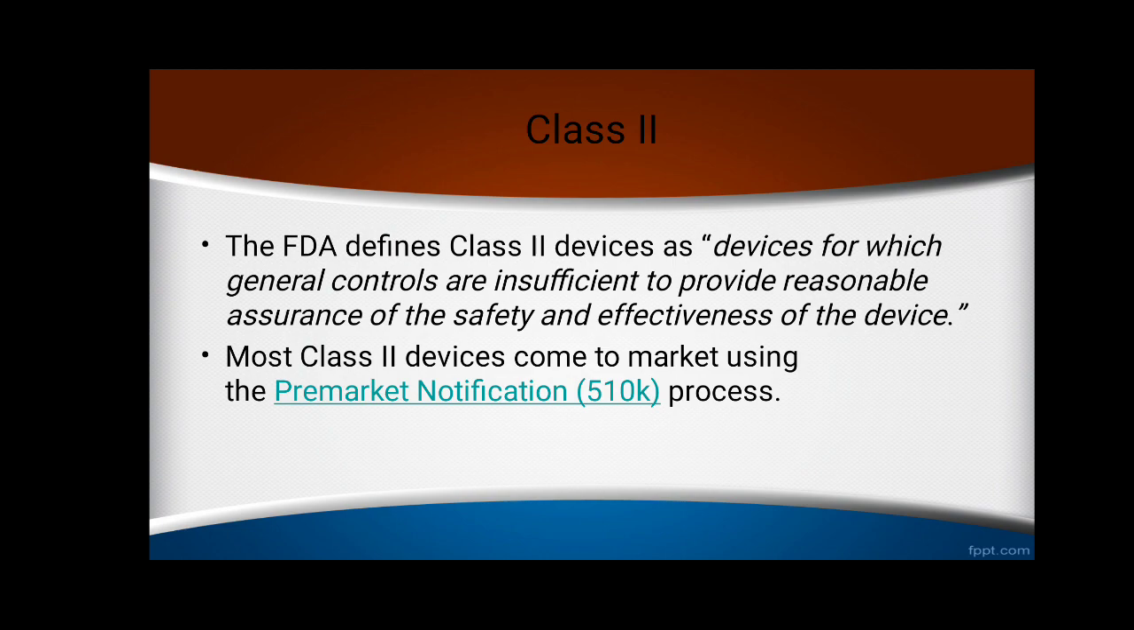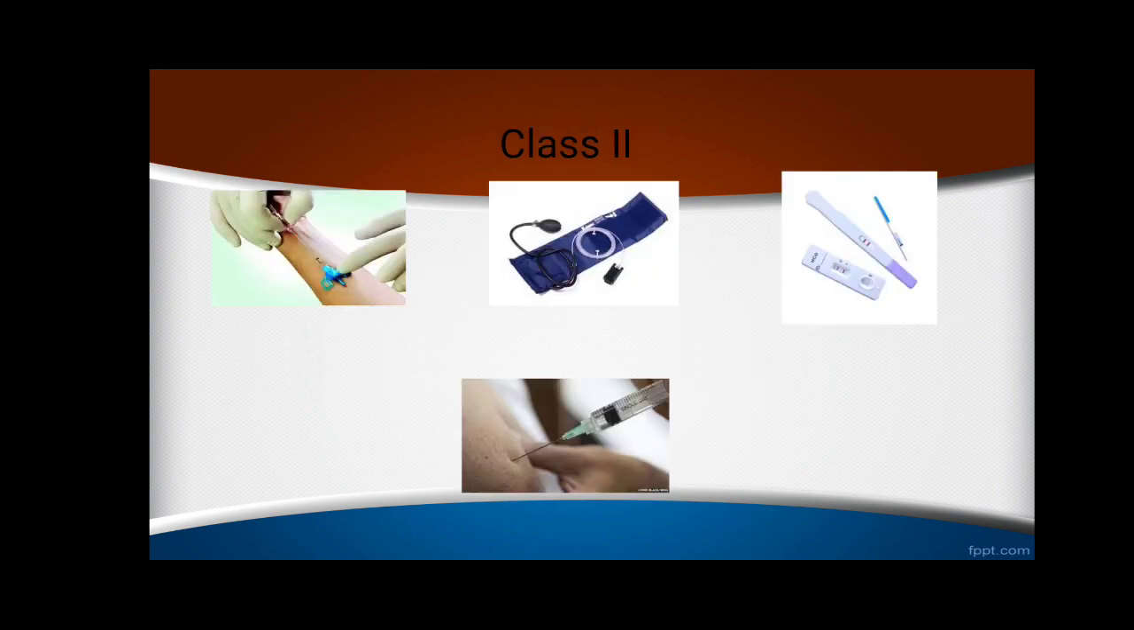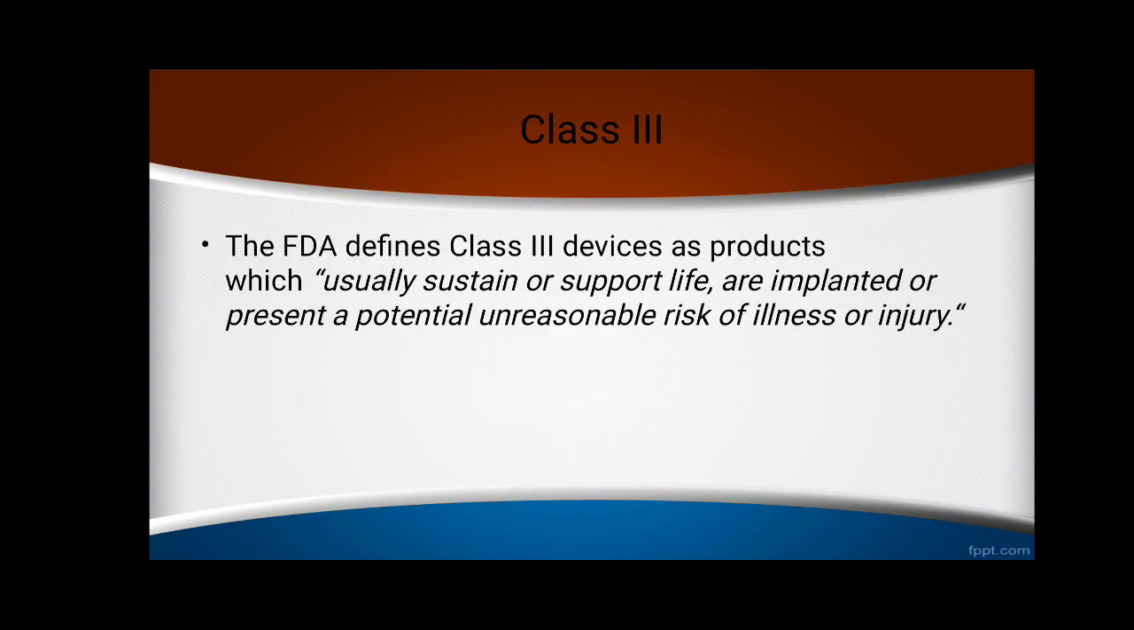The FDA defines Class 2 devices as devices for which general controls are insufficient to provide reasonable assurance of the safety and effectiveness of the device. Most Class 2 devices come to market using the pre-market notification 510(k) process. Examples of Class 2 medical devices: catheter, blood pressure cuff, pregnancy test kits, syringes.